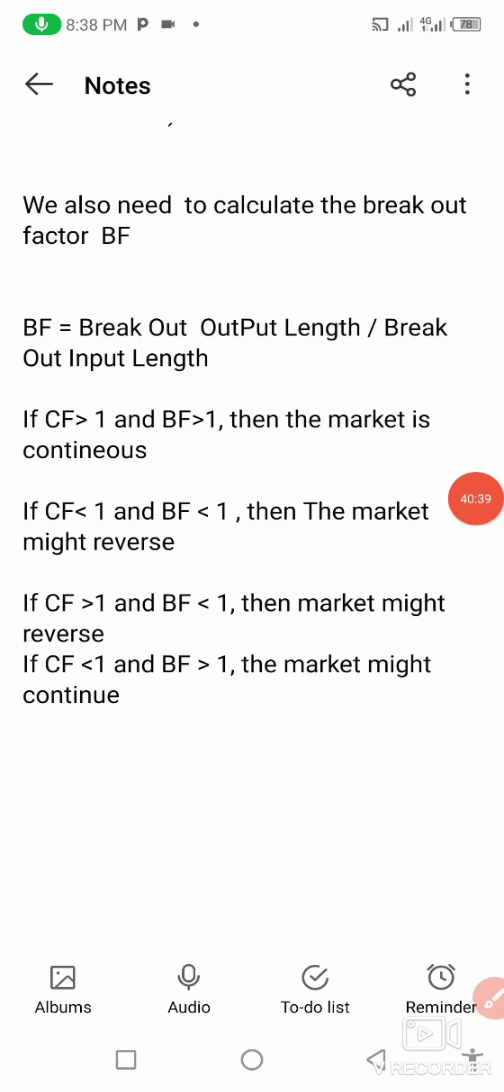If you go to the condition, if CF is less than 1 and BF is greater than 1, the market might continue. In this case, because CF is less than 1, it means the market is not reacting too much on the current level. When market is not reacting too much, it's a sign that it might change direction. A strong resistance or support level is the one that has multiple reactions, at least two or more. So that's good.